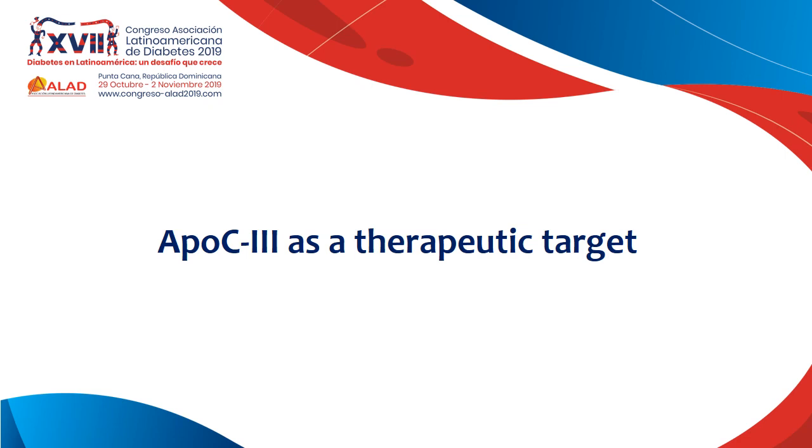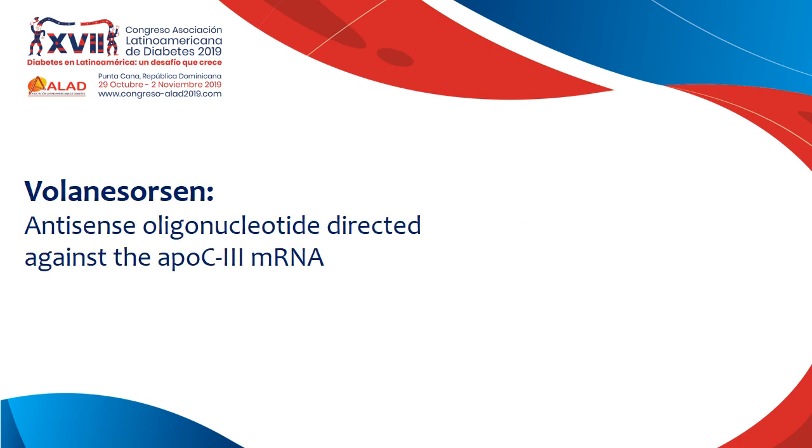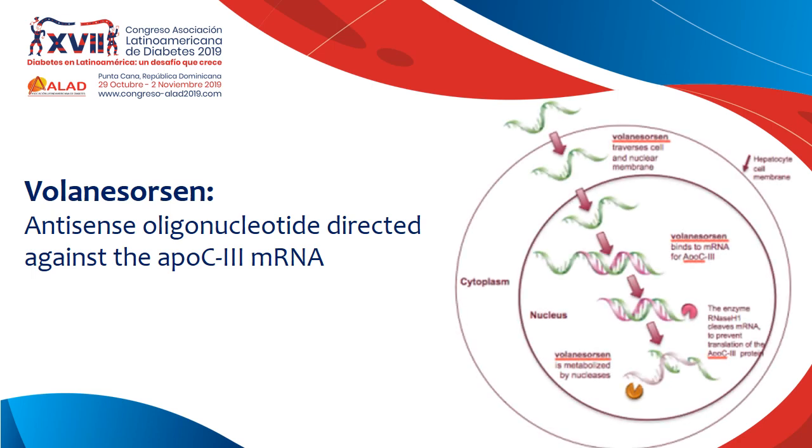So lastly, this looks like a wonderful therapeutic target. And in fact, there is a drug, an antisense oligonucleotide, currently submitted for approval to several regulatory agencies. Its generic name is volanesorsen. The brand name is Waylivra, and it is directed against the ApoC-III messenger RNA. So, just a quick overview.